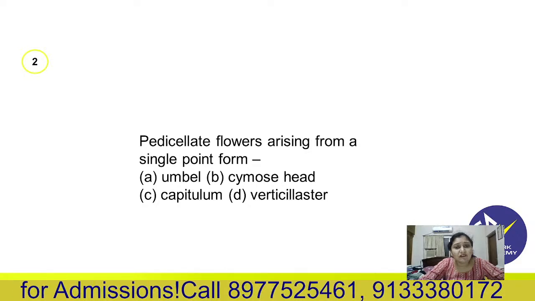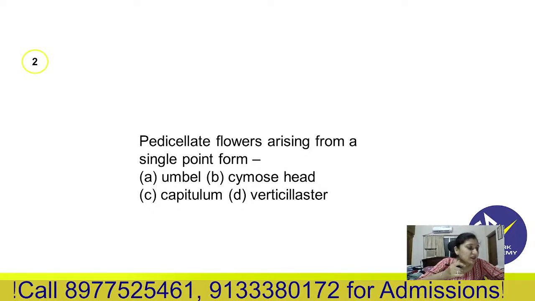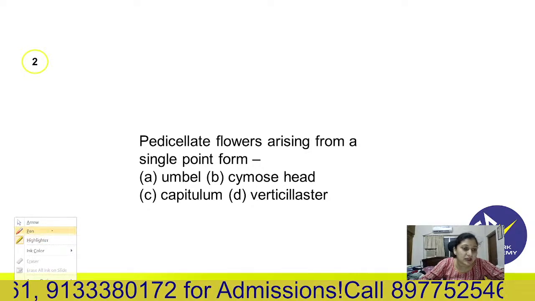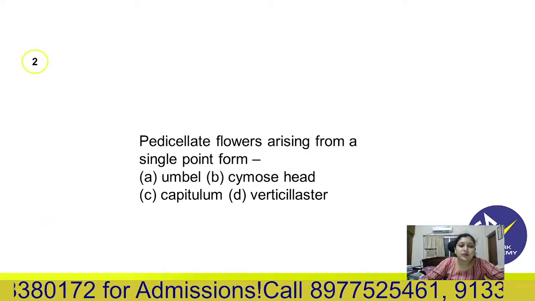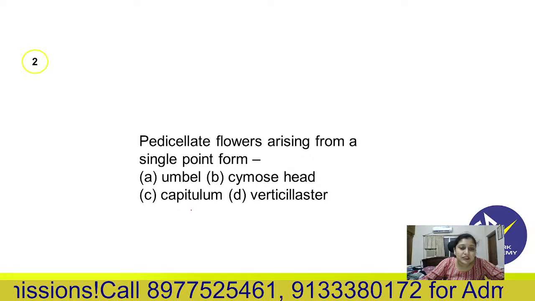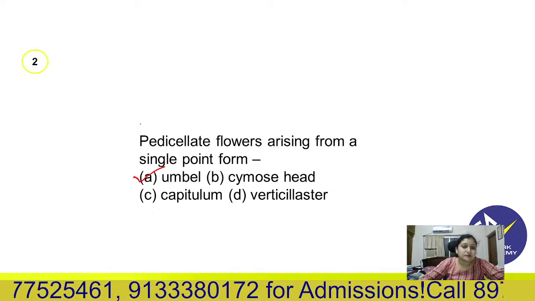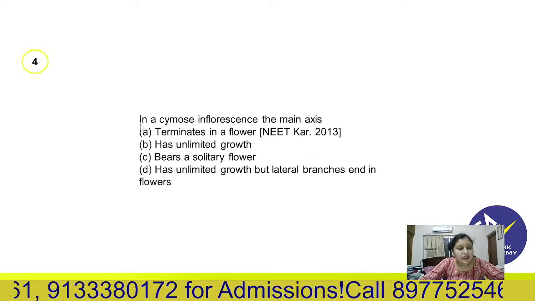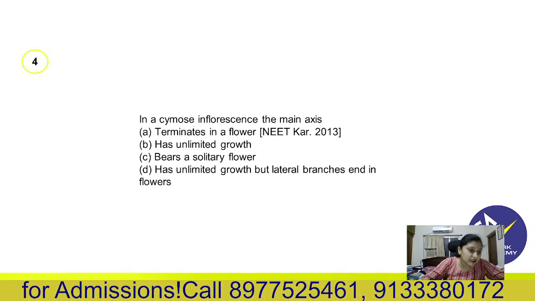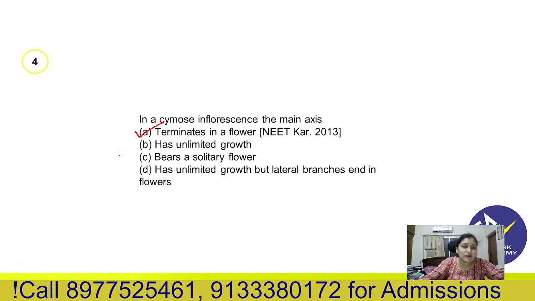Then, pedicellated flowers arising from a single point form which type of inflorescence? Umbel, cymose, head, capitulum, verticillaster. This is head. In umbel, the flowers arise from a single point. Then in cymose inflorescence, will the main axis terminate in a flower or not? Yes, it will terminate in a flower.